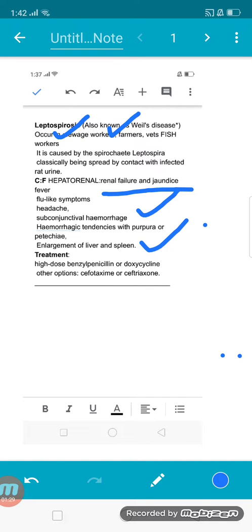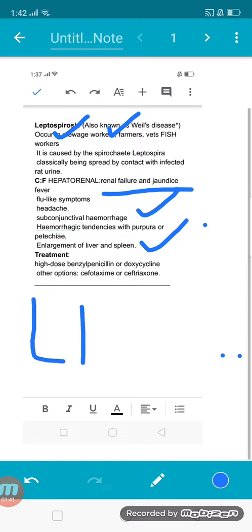How will we treat? We will treat them with benzyl penicillin or doxycycline. Other options can be cefotaxime and ceftriaxone. But remember, how I remember the treatment for leptospirosis is LP. LP means lumbar puncture, so L for leptospirosis, P for penicillin. So this is one way of remembering the treatment for leptospirosis.